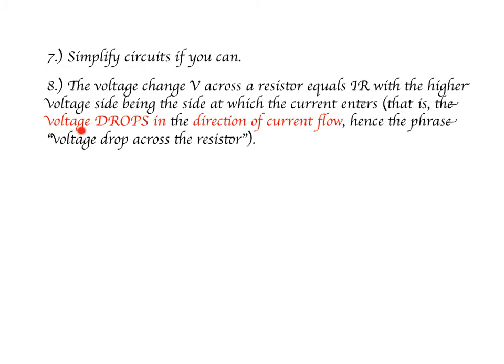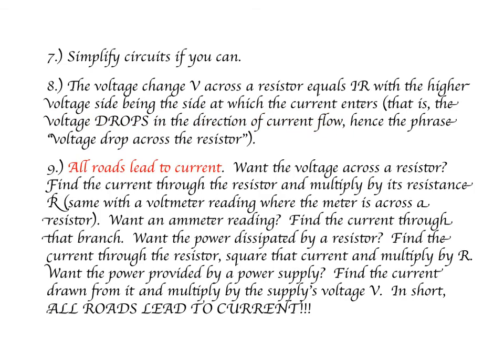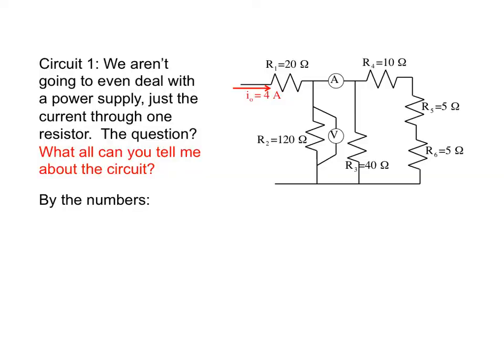Additionally, the voltage across a resistor drops if you're moving in the direction of the current flow. And lastly, all roads lead to current. And if you want to know what that means, stop the video and you can read all of this, or you can simply continue on through the video. I'm going to end up animating all of these ideas, and at the end we're going to go through and I'll review each one of these points piece by piece.